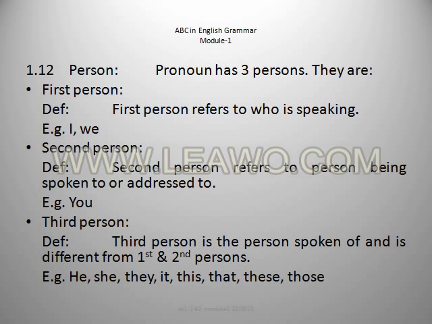Third person is the person spoken of and is different from first and second persons. Examples are he, she, they, it, this, that, these, those.